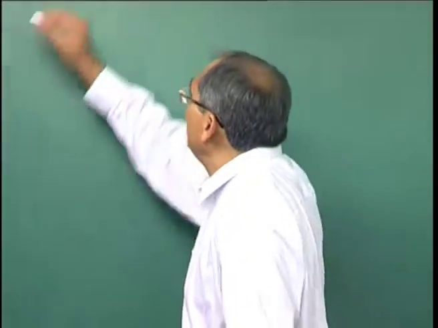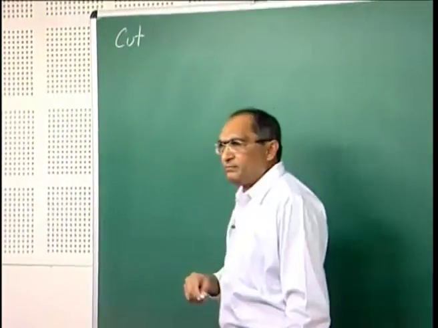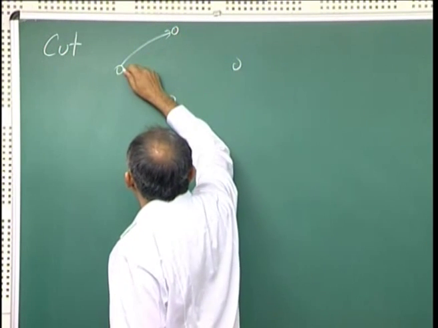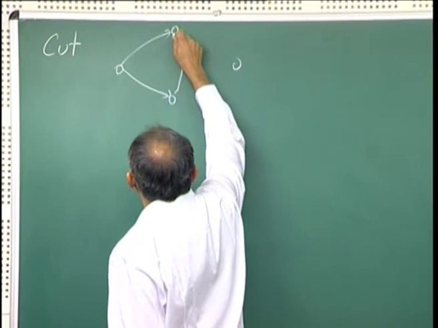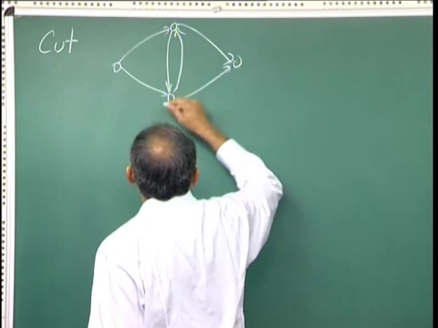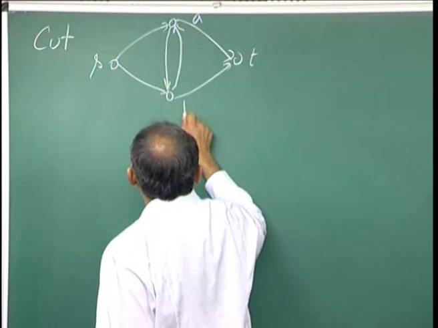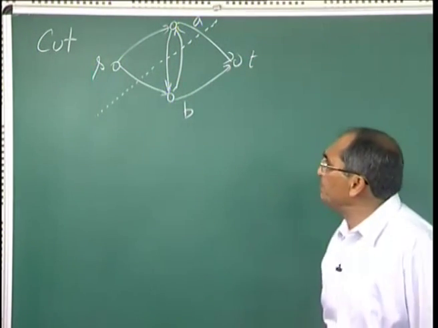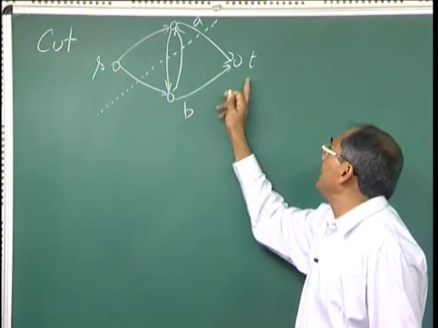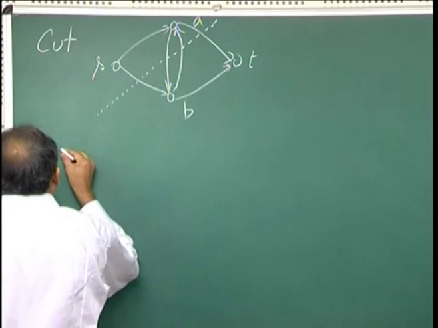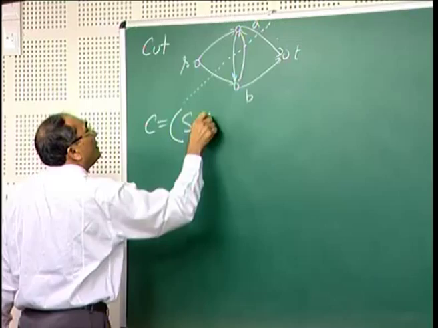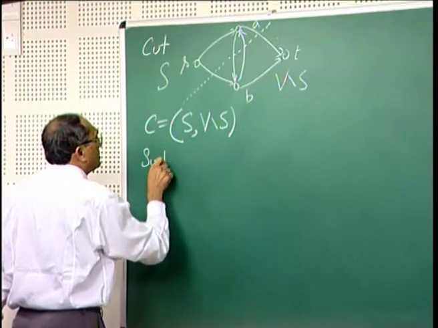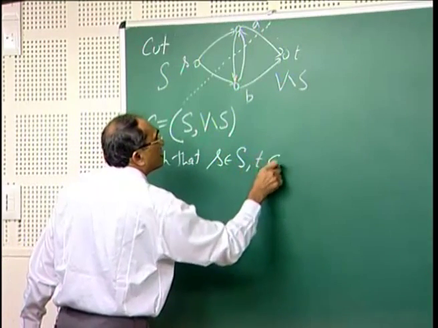So now let us define a notion of a cut of a flow network. Now, take a small example. Very simple example, S, T, A and B. So the cut is actually a partitioning of the vertices into two subsets such that S belongs to one of the subsets and T to the other. So we define a cut C as the tuple S comma V minus S, so this is the S side and this is V minus S, such that S belongs to S and T does not belong to S.